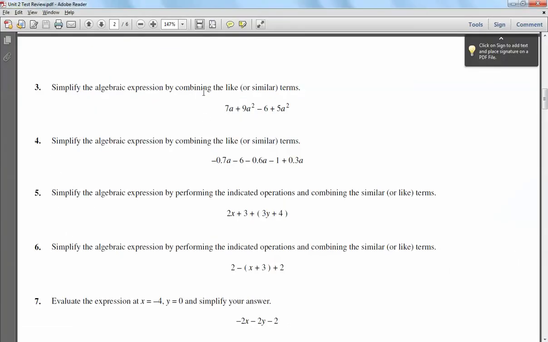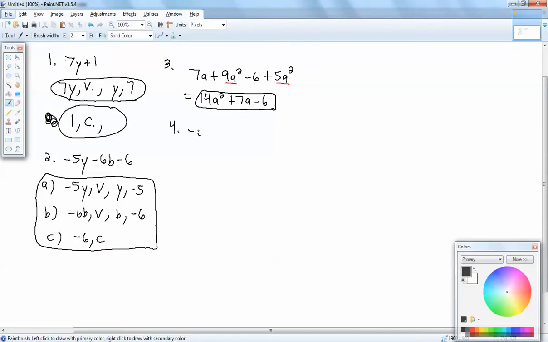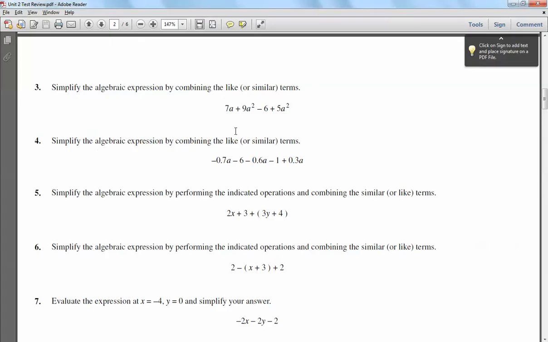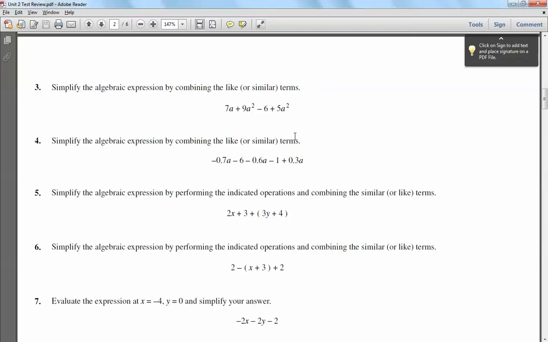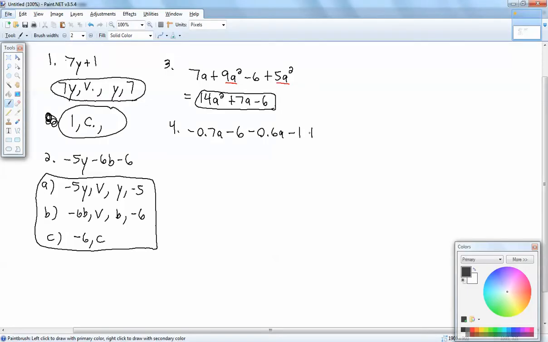And number 4, negative 0.7a. I hate decimals. We'll see how this comes out. Minus 6 minus 0.6a minus 1 plus 0.3a. Okay, like terms, same variable to the same power. Well, here's an a, and here's an a. Now we're going to add or subtract the numbers that are in front of them. We got negative 0.7 and negative 0.6. Let me start with that.